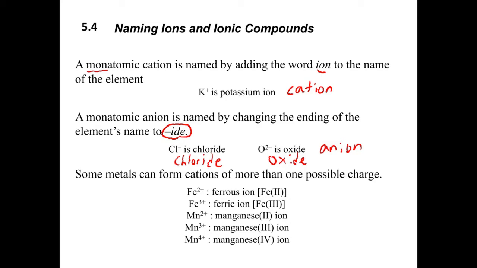Now, there are some ions that can have more than one charge, and this typically happens with your cations, so your positive ions. And this is typically going to be your transition metals. Okay, so all those things down in that little middle step. Well, these can have more than one charge, so we have to indicate it a little bit differently.